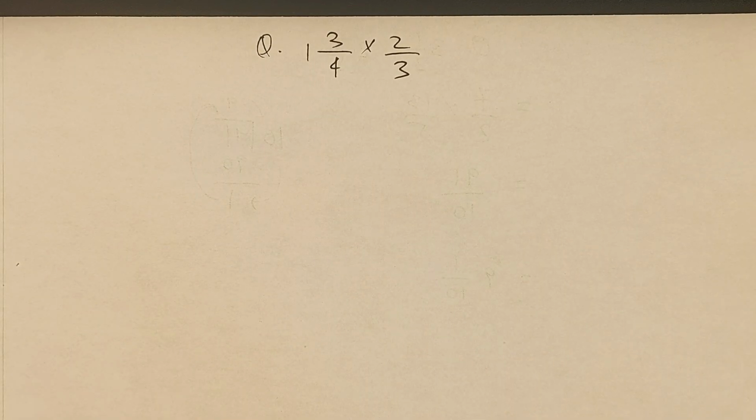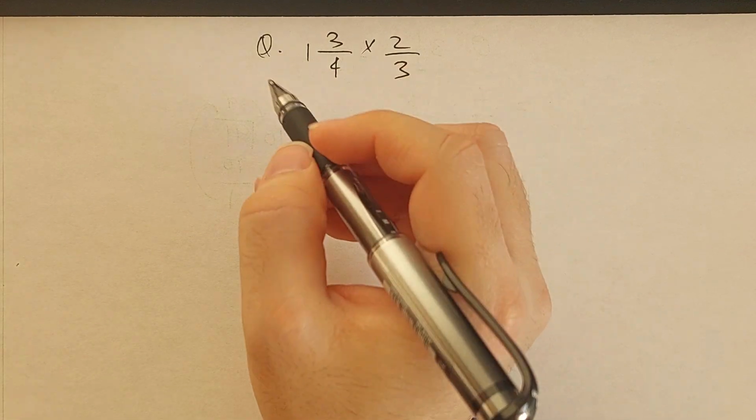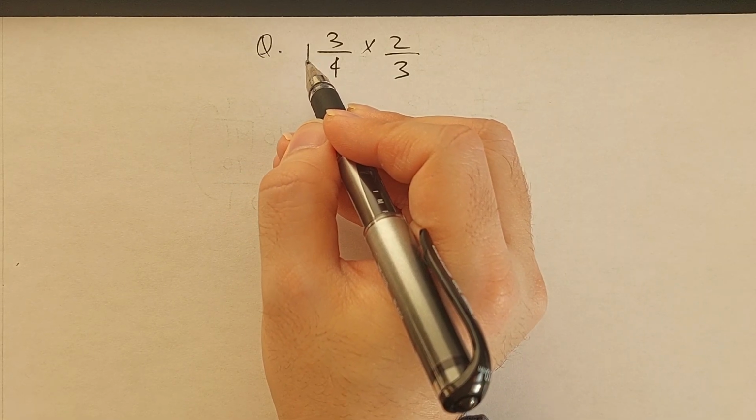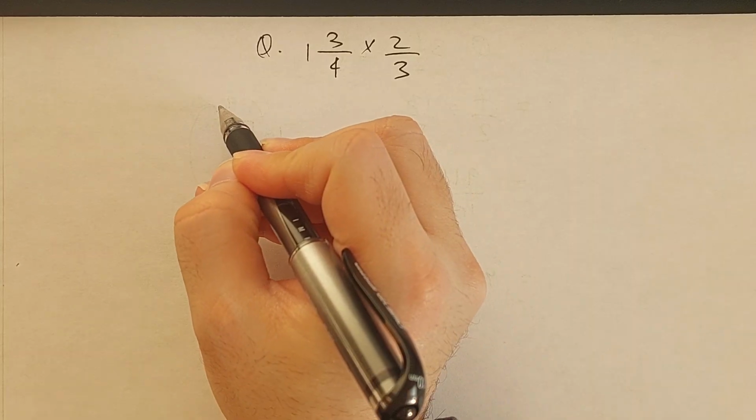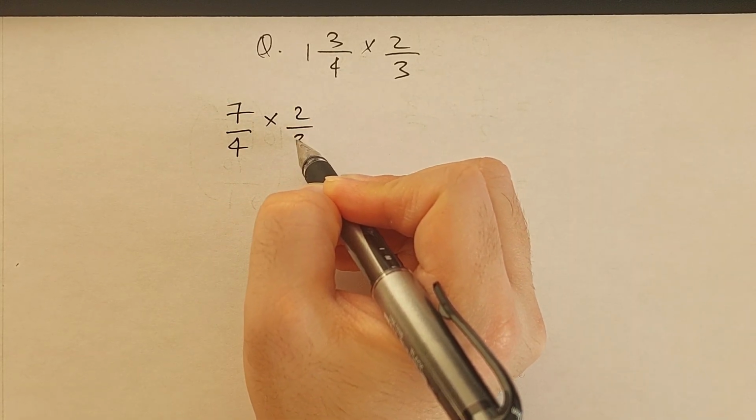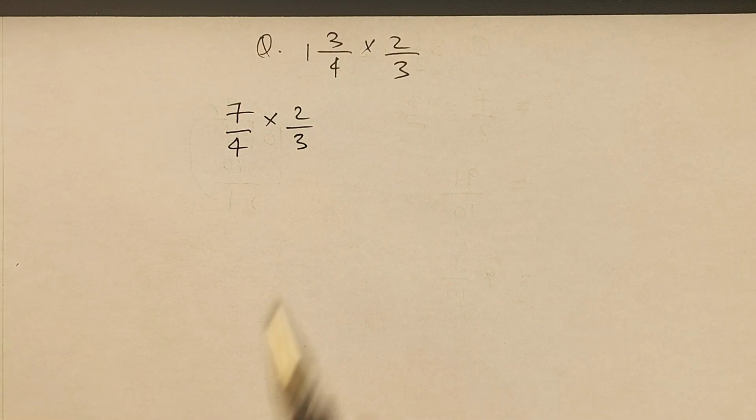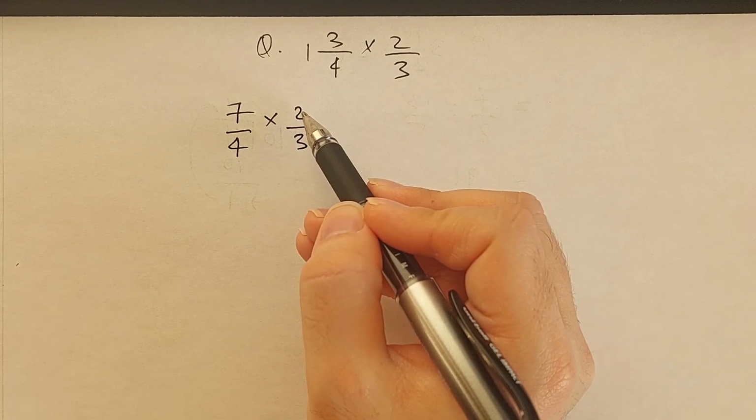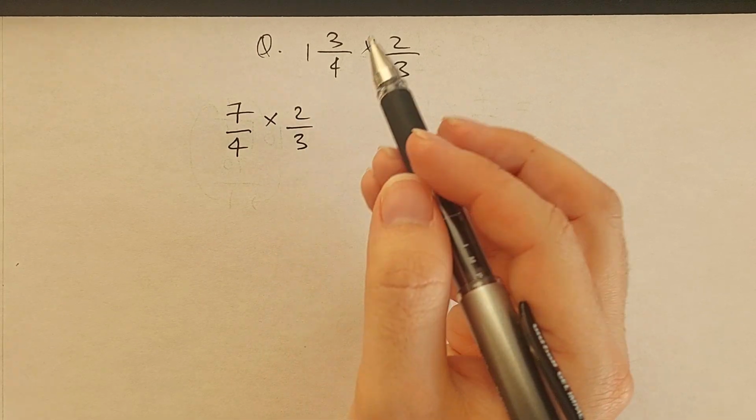The next question is 1 3/4 times 2/3. We convert 1 3/4 to an improper fraction. 4 times 1 is 4, plus 3 is 7, times 2/3. Now we can see that we are multiplying two fractions together, and we have numbers in the numerator and denominator that can be simplified.